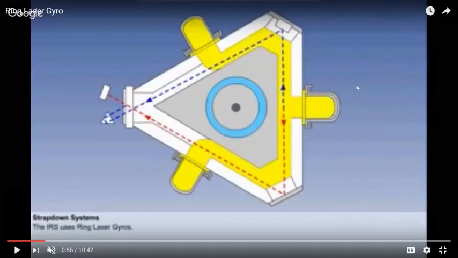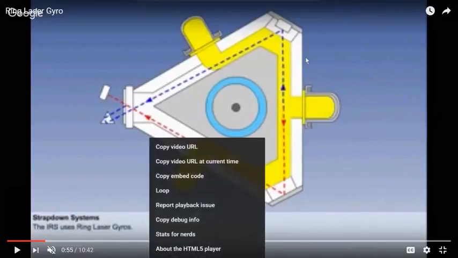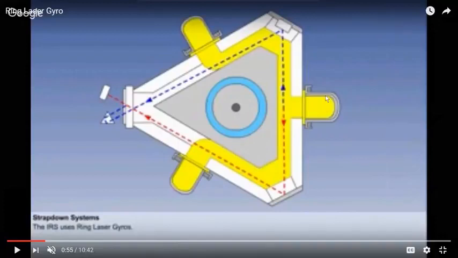So what's happening here is you have a cathode, this point right here, which is emitting 2 light beams. One is going this way to this anode, and one is going this way to this anode. All right, so theoretically, if you send off 2 beams at the same time, they're going to reach the anodes of this device at the same time.